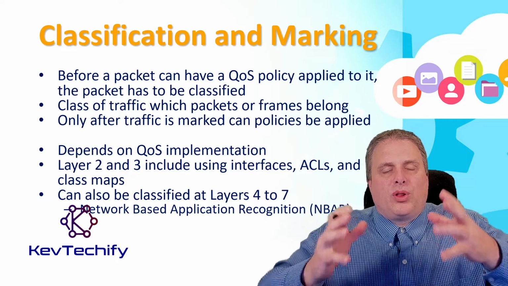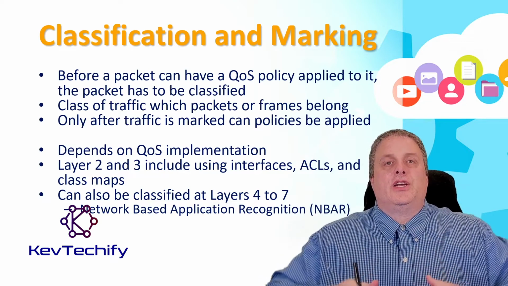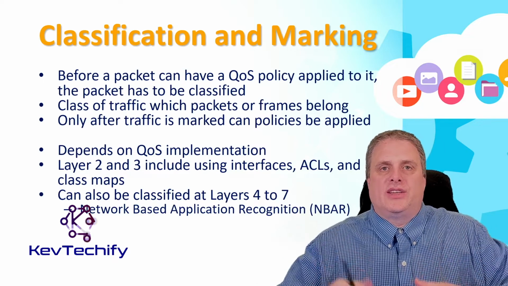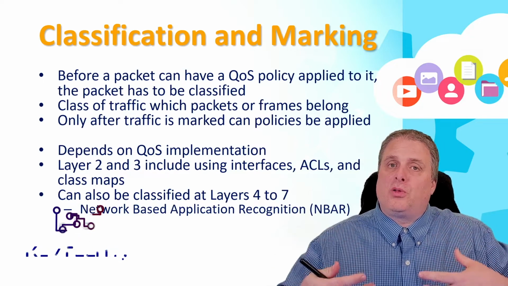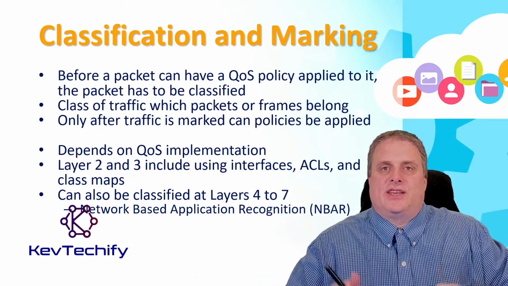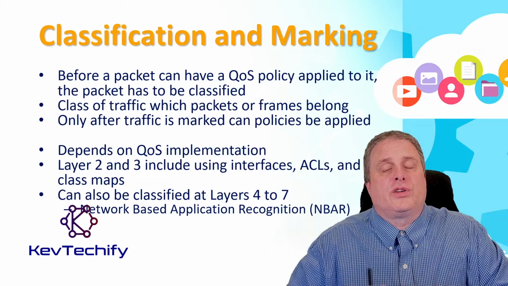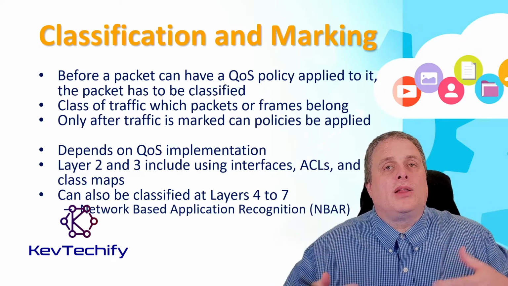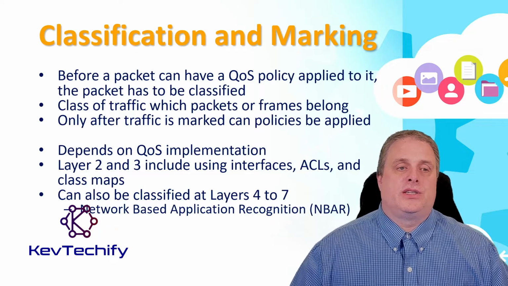Before we can apply a quality of service policy to a packet, we have to classify that packet. We need to say, is this high priority, medium priority, low priority? You may have more than just those three classes. You may have 6 classes. You may only have 2. Whatever works for your company, but you need to classify your packets before we can apply those quality of service policies to them.